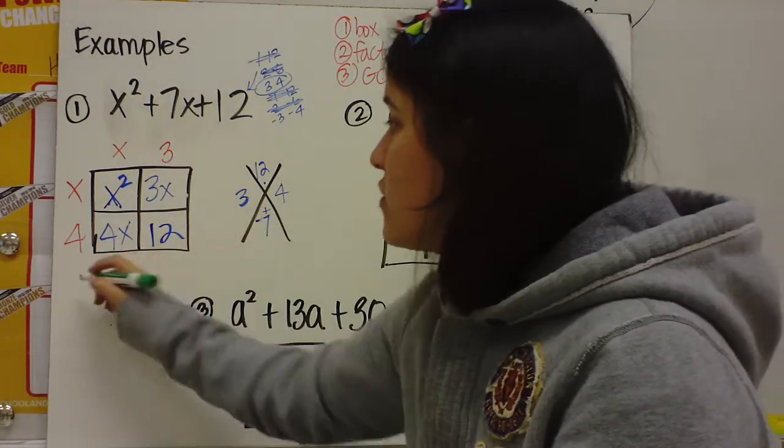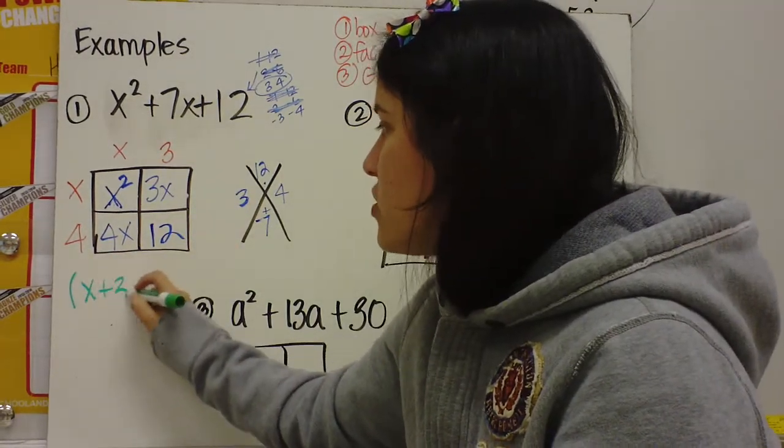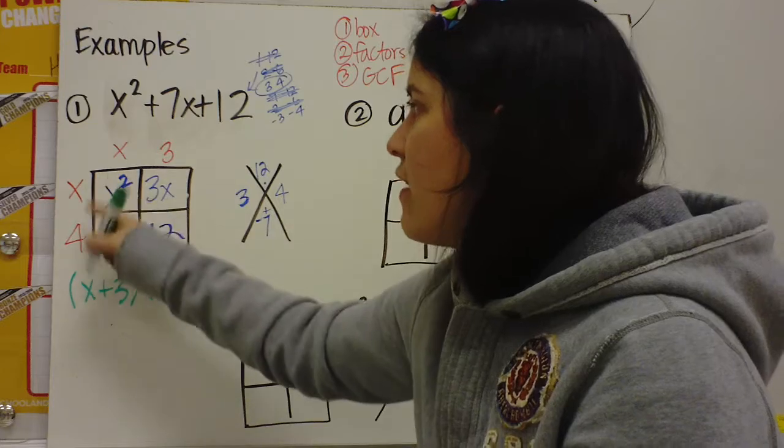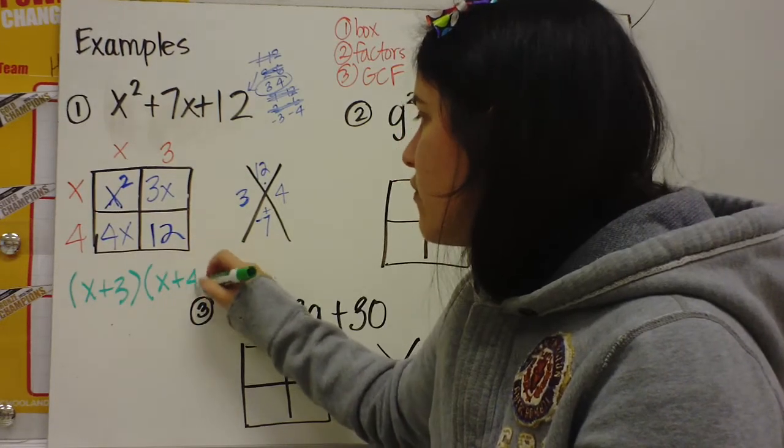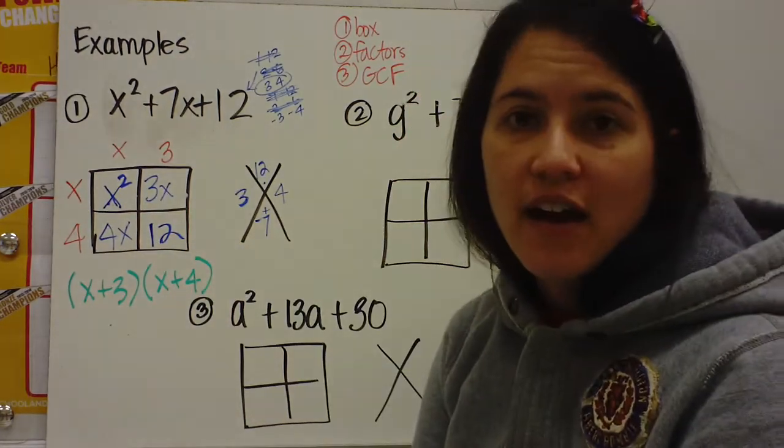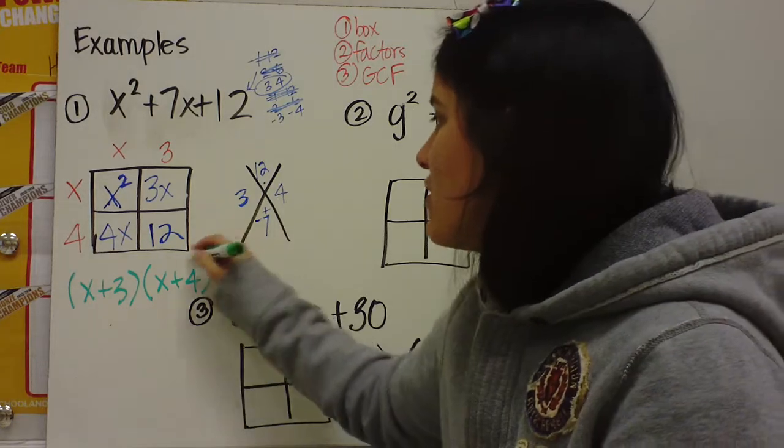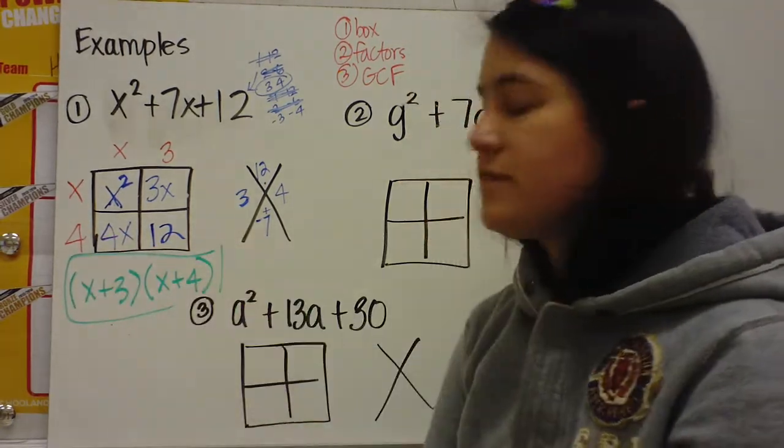These are both positive, so my first parentheses would be x plus 3. And then right here I have x plus 4. And we're done. This is factored. This is your final answer.